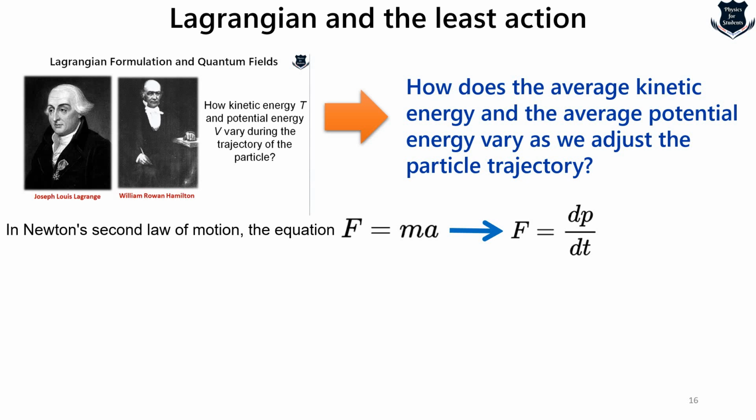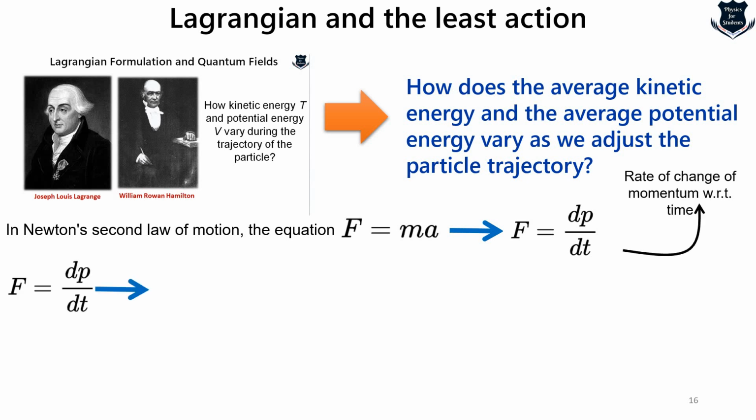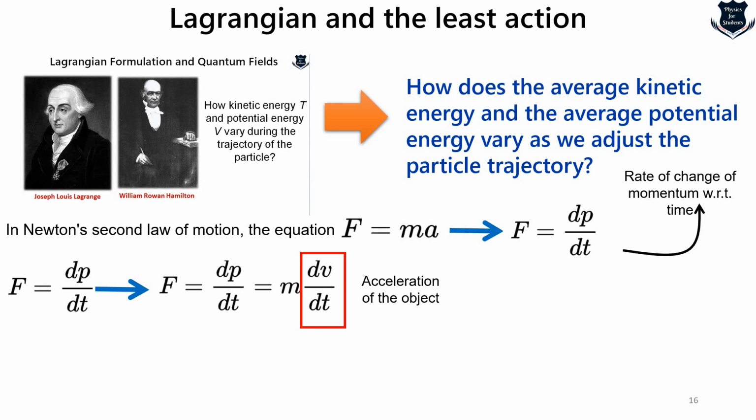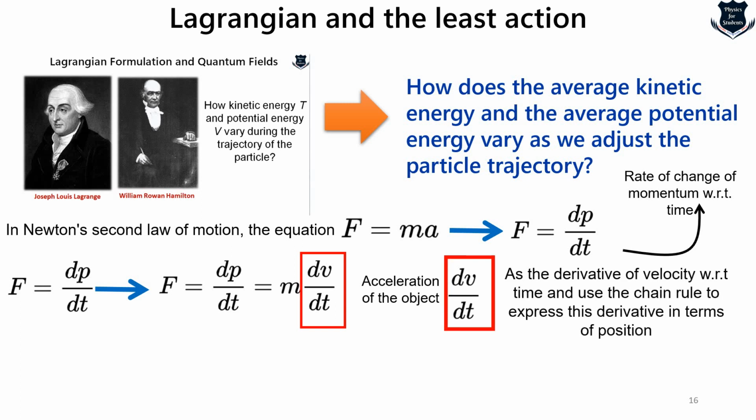That means F is the force, m is the mass of the object, dp by dt is the rate of change of momentum with respect to time, and I can write this as the acceleration of the object. Now see, if we express this dv by dt as the derivative of velocity with respect to time, and I use the simple calculus chain rule, in terms of position, then what we get is this one.